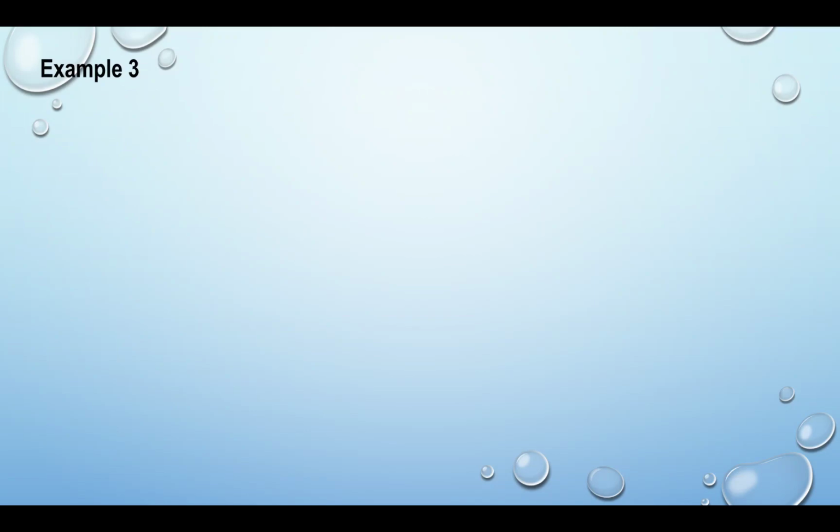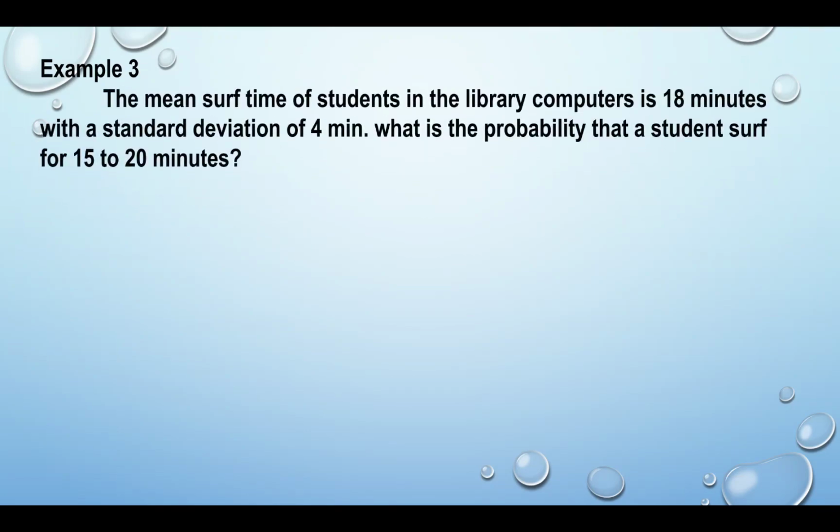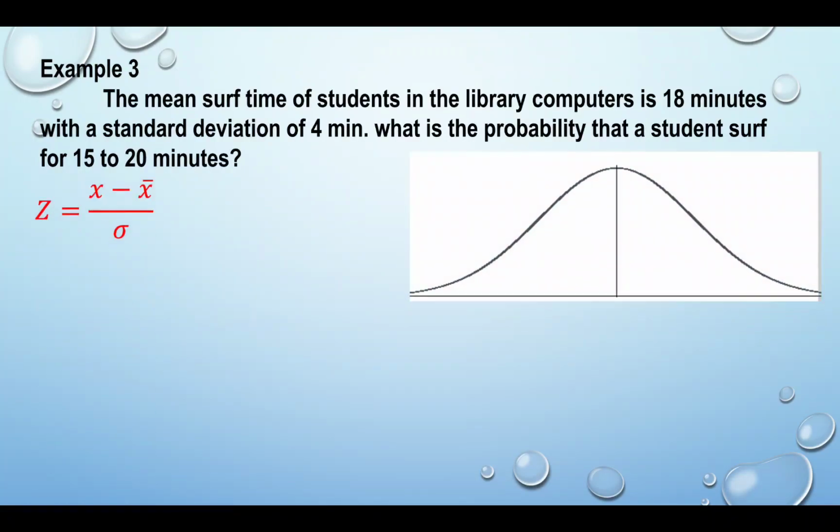Let's now proceed with example number 3. The mean surf time of students in the library computer is 18 minutes. So this is the average of the surfing, no? With a standard deviation of 4 minutes. What is the probability that students surf for 15 to 20 minutes? So our average is 18 minutes. What is being asked is 15 to 20. So 15 up to 20 minutes. So they are asking for the middle. So our standard deviation is 4.